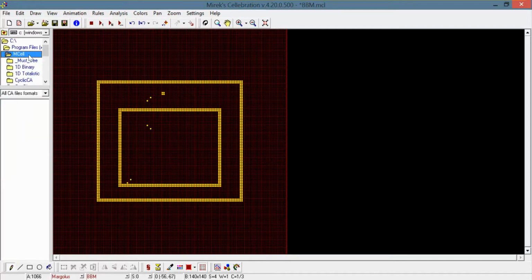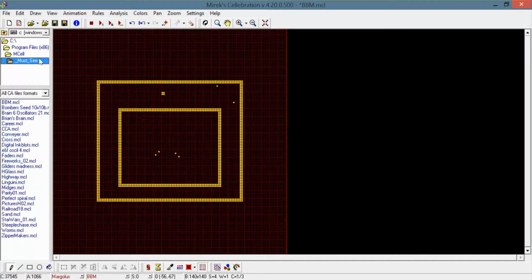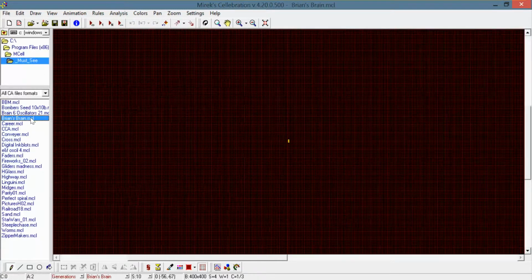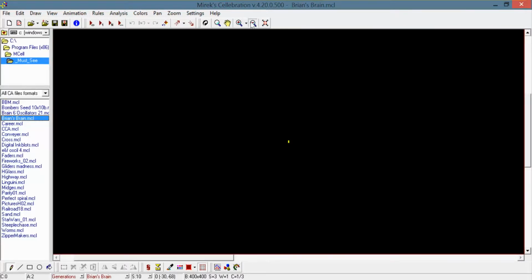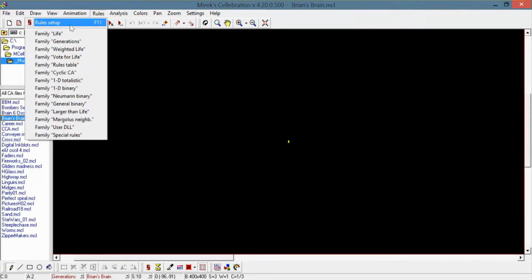So let's take a look at what else we can do. These are called must-see ones. Let's take a look at Brian's Brain. Again, it starts very, very simple. Just 2 dots. We'll back out a little. Look at the set of rules.